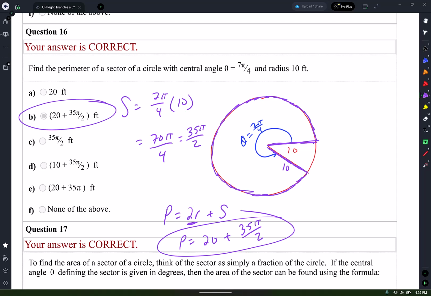Where'd I get the second 10 from? Oh, well, that's my radius, and they wanted my perimeter. So remember that perimeter means literally the perimeter, the outside. Pretend like this is a fence. I want to know how long that fence is. So 10 plus 10 plus whatever that is.